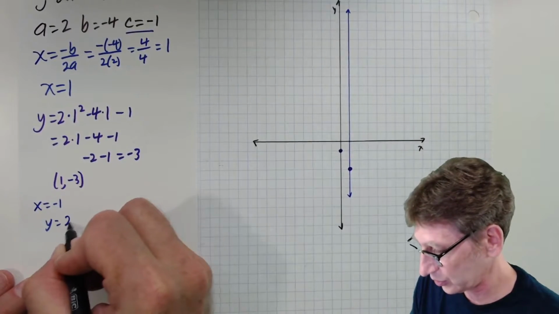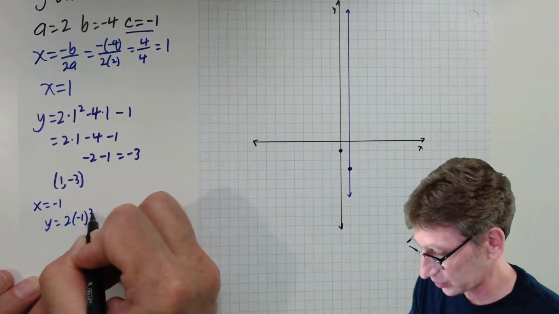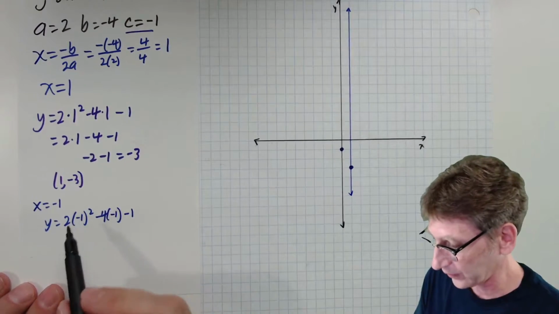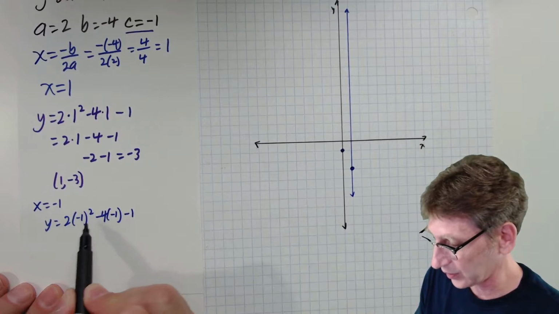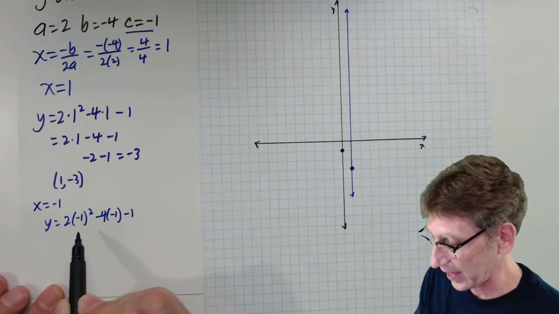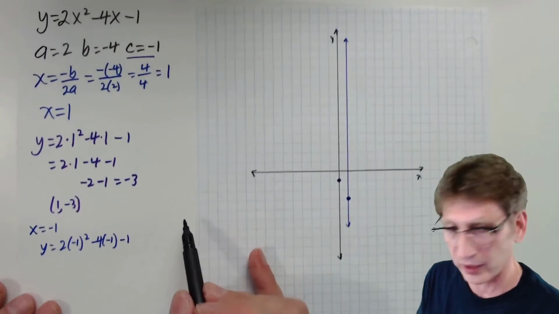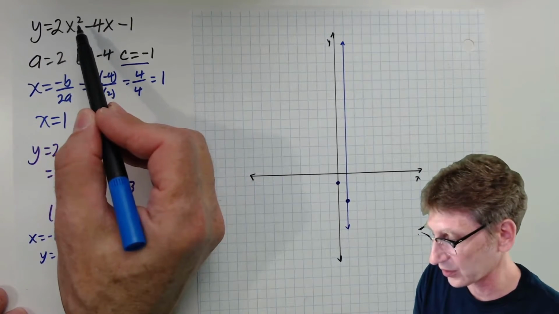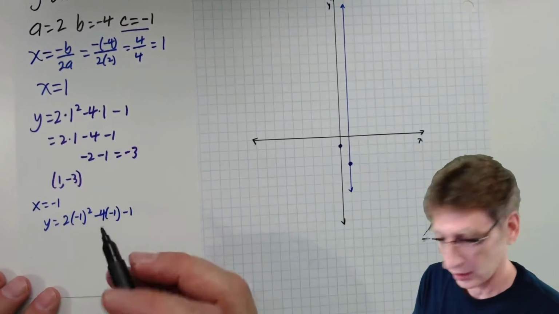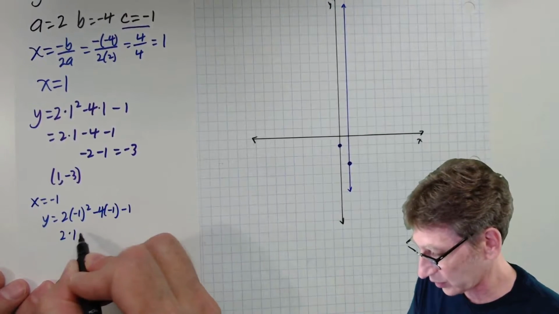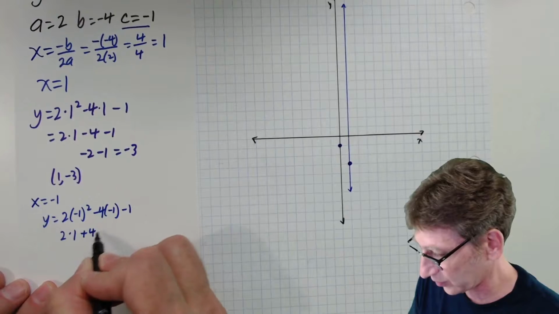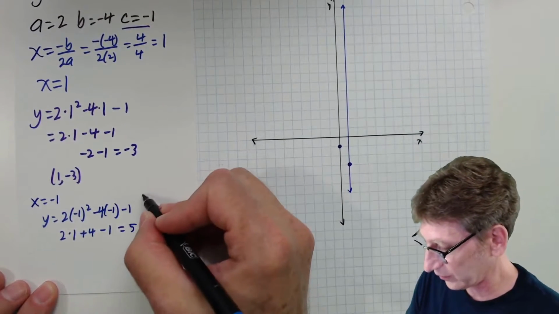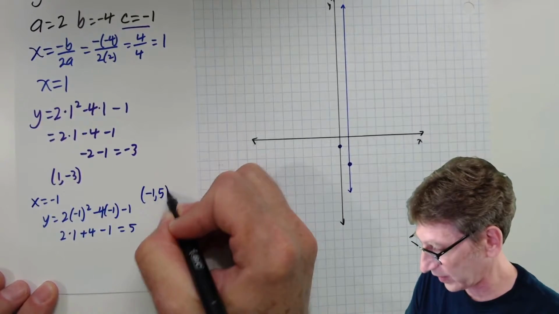If x equals -1, y equals 2 times (-1) squared minus 4 times (-1) minus 1. Be careful that you put the -1 in parentheses, square that number first, then multiply it by 2. The order of operations tells us to take care of exponents first, then multiplication. So I have 2 times 1, and that gives me 2, plus 4 minus 1. 6 minus 1 is 5. So I have an ordered pair here, (-1, 5).